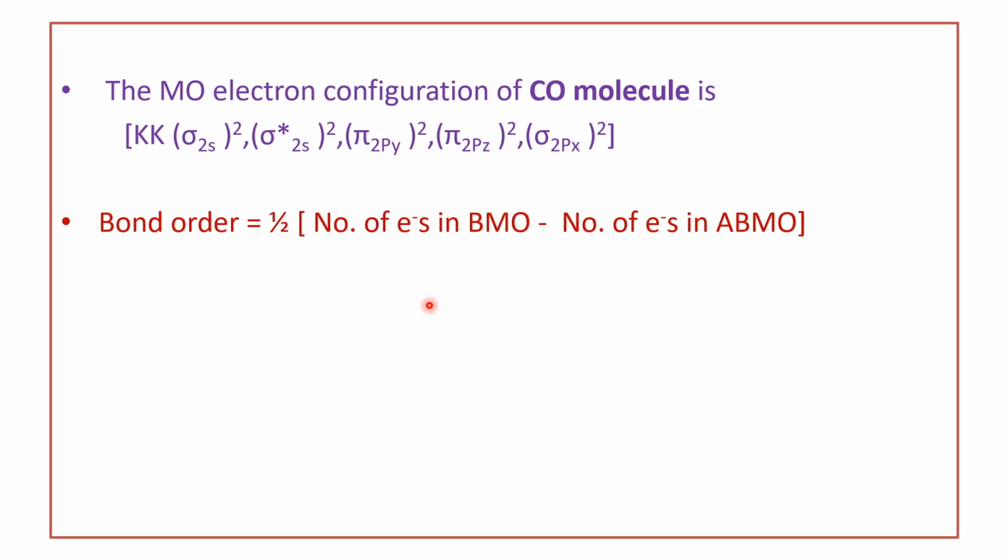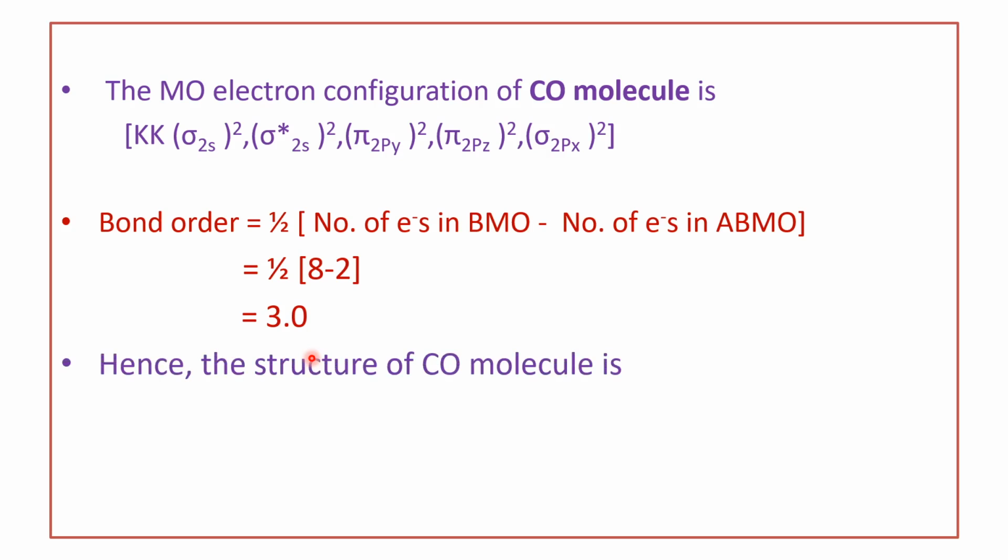From this, let us find out the bond order. Bond order is equal to 1/2 into the number of electrons in BMO minus the number of electrons in ABMO. So the bonding molecular orbitals have 2 plus 2 plus 2 plus 2, total 8 electrons, and anti-bonding have only 2. So this becomes 1/2 into 8 minus 2, and this is equal to 3. So the bond order is 3, which indicates there is a triple bond between the 2 atoms. The 2 atoms are the carbon and the oxygen.